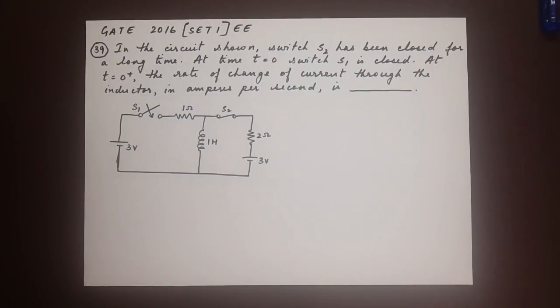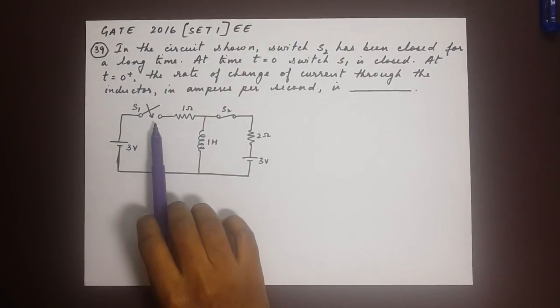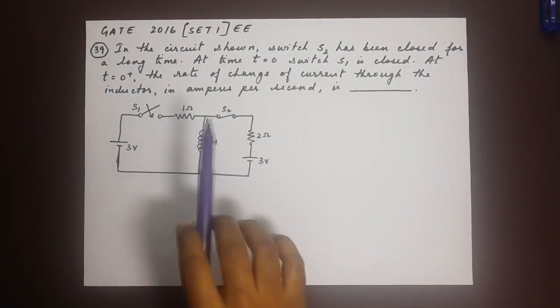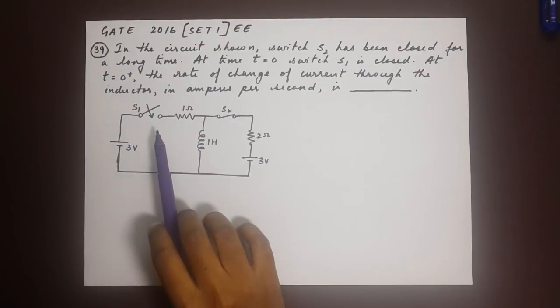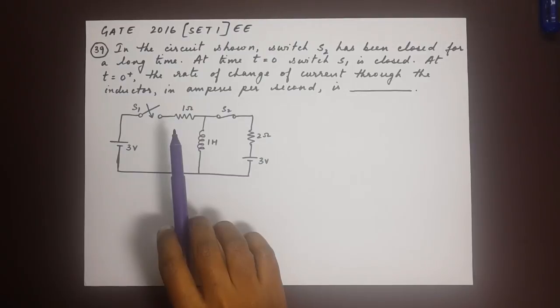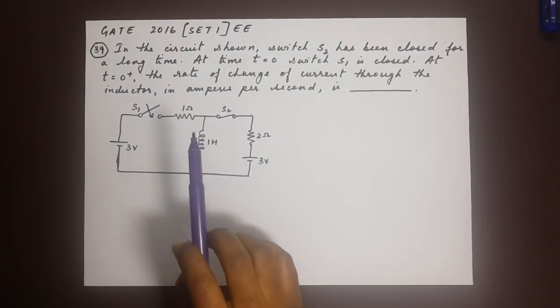Here's the next question, number 39. In the circuit shown, switch S2 has been closed for a long time. At time t is equal to 0, switch S1 is closed. At t is equal to 0 plus, the rate of change of current through the inductor in amperes per second is dash. So this is not a multiple choice question, we will have to work it out.